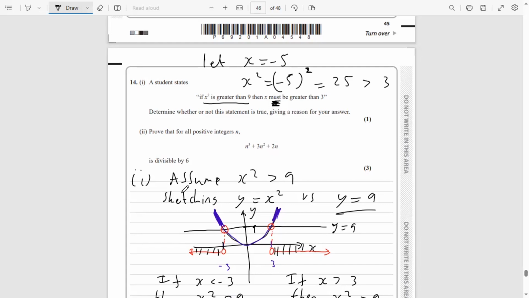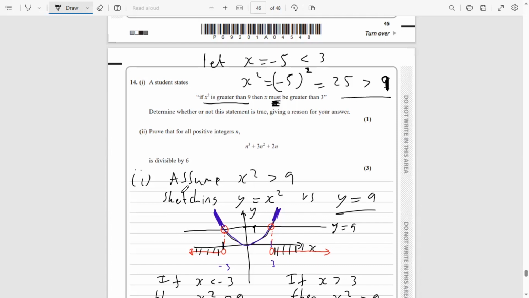Sorry, let me repeat that again. X squared is greater than 9. Sorry, this should be again 9, not 3. I made a mistake here. Sorry. So x squared is greater than 9 in this case. But was x greater than 3? No, because x was -5. X was actually less than 3. So when x is less than 3, there are actually x values which give you x squared values greater than 9, as we just see in this example there.